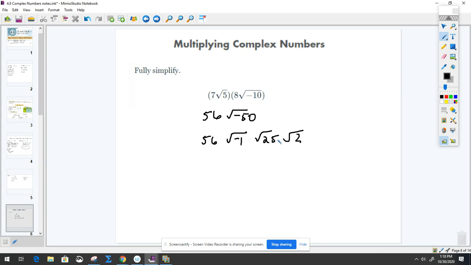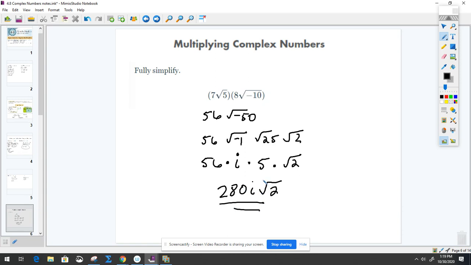Now, square root of 25 and 2 are the factors of 50, where I have the largest possible perfect square factor. So now this is a 56. Everything's being multiplied here, times i, times 5, times the square root of 2. Well, now how do I multiply this? I take 56, multiply that by 5, and I get 280. I always put the number first. You don't have to, but that's just how it's always going to look in the textbook. And you get 280i square root of 2.